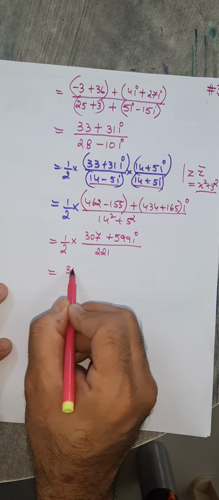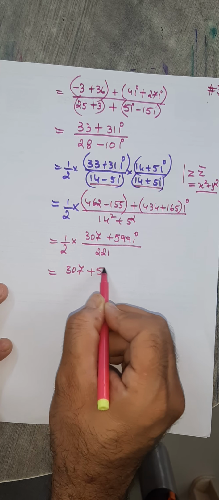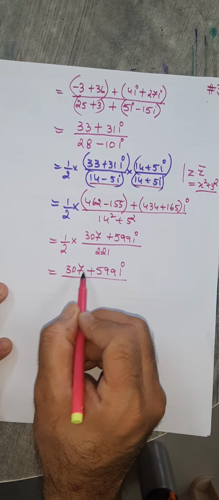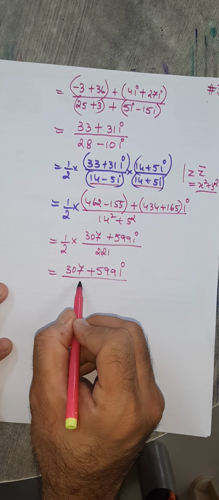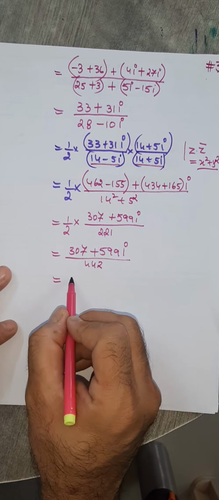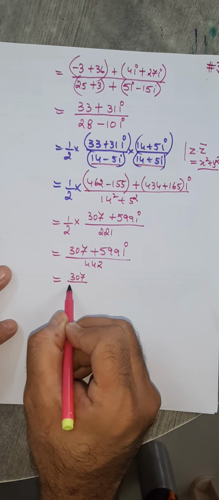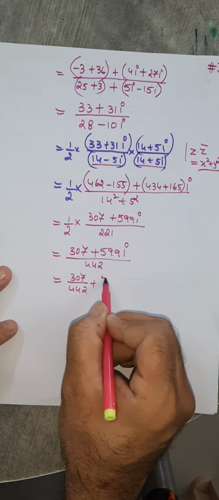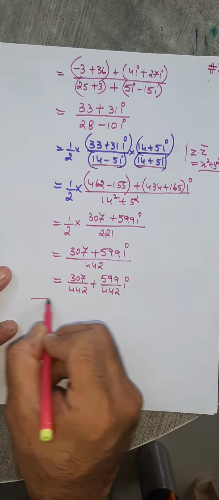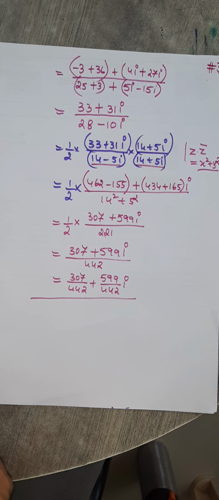So finally you get 301 plus 599 iota divided by this into this, which is 442. This is the simplified form. If you want, you can add one more step: 307 upon 442 plus 599 upon 442 iota. This is the simplified form of the complex number, a plus ib form.